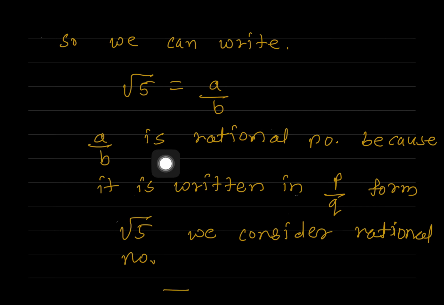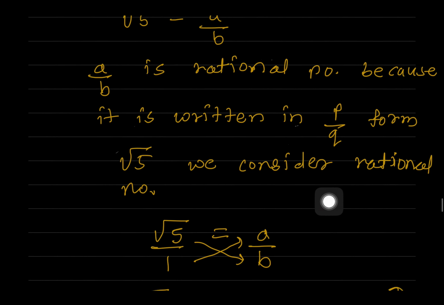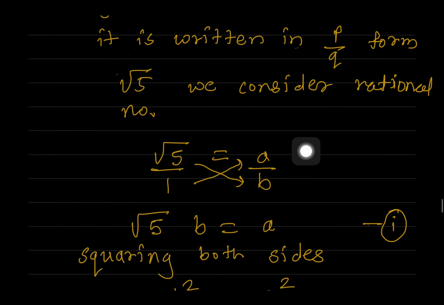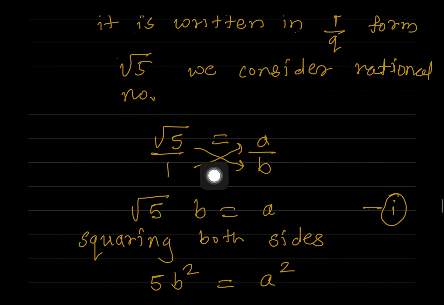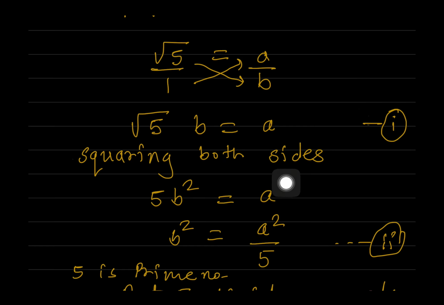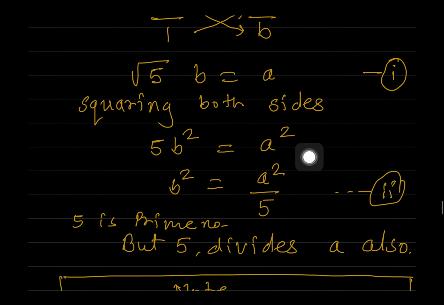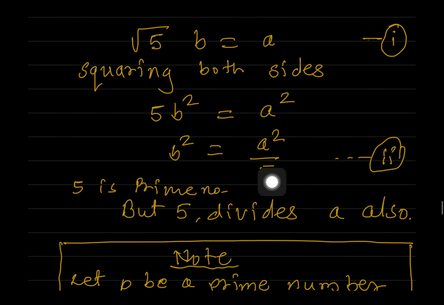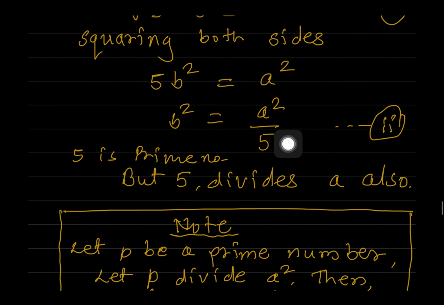Here also I have written a upon b is a rational number because it is written in p upon q form, and root 5 we consider as a rational number. See here, we are taking cross multiplication like this. The arrow I am showing means cross multiplication, so root 5 into b equals a. This is equation number 1. Then squaring both sides, root 5 becomes 5 and b becomes b square, equal to a square. So b square equals a square upon 5.